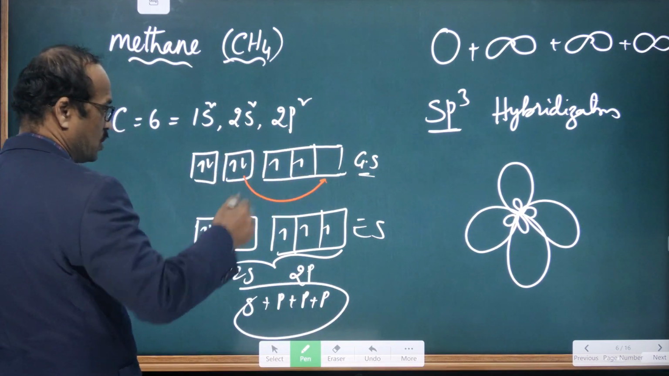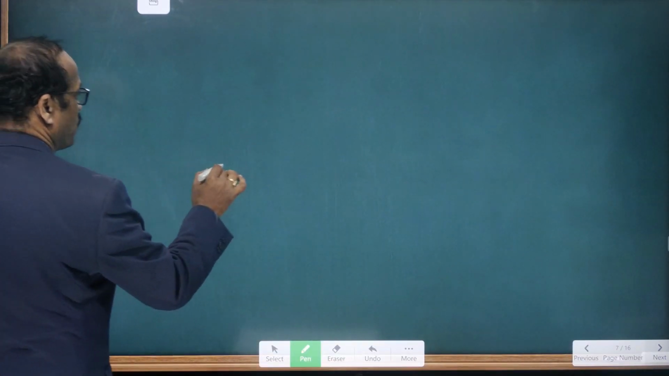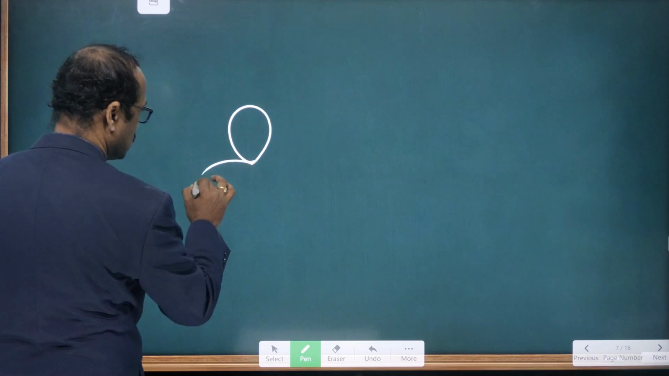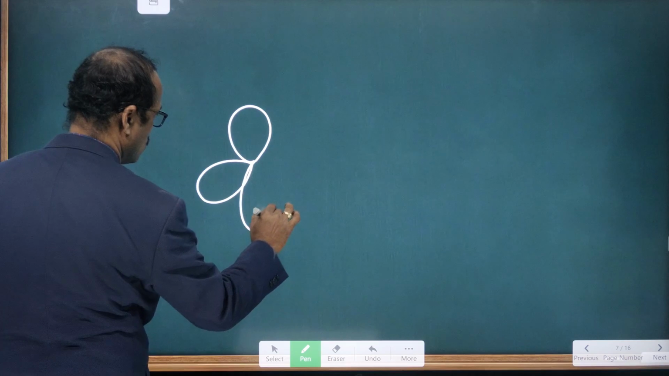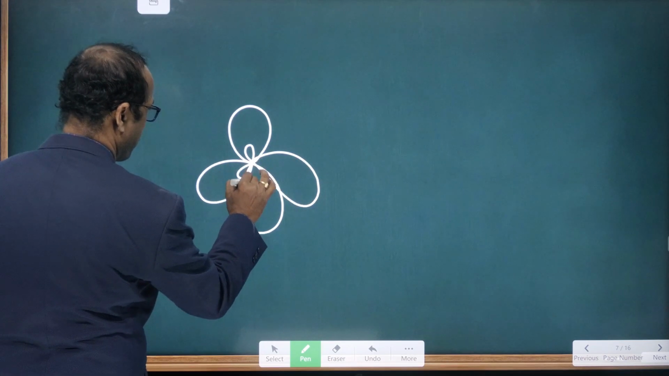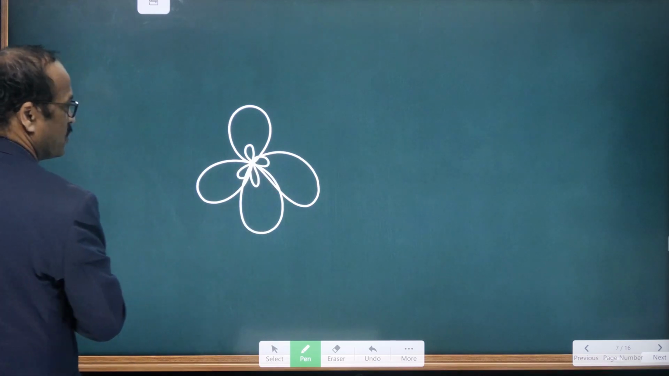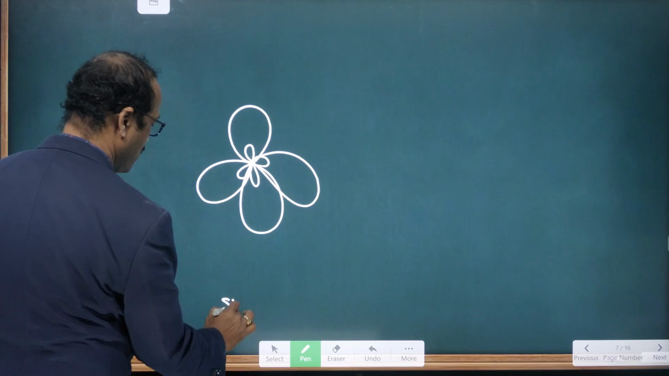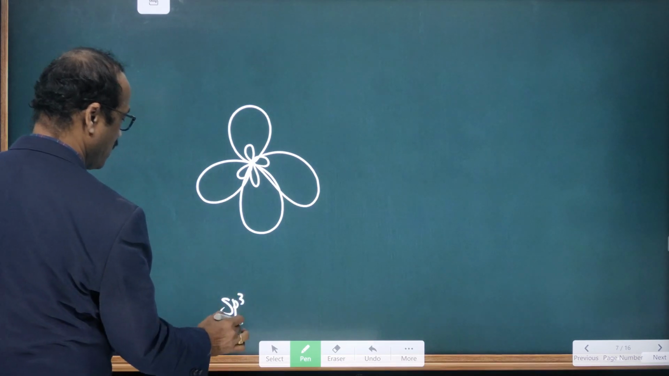Clear? Now I am going to draw this on the next page. So now see, students, here I am going to draw that one. Here 1, 2, 3, 4. Like this, 4 hybrid orbitals are formed, and this is called sp3 hybridization. Students, remember that this is called sp3 hybridization.